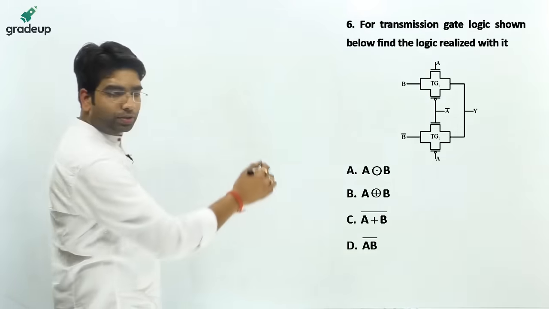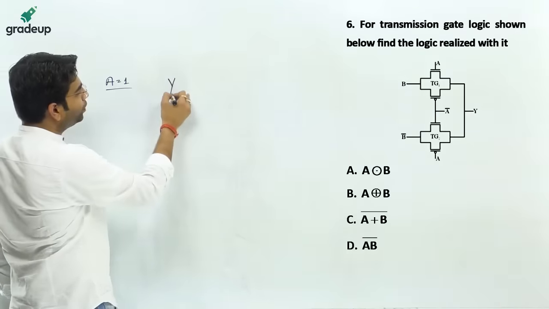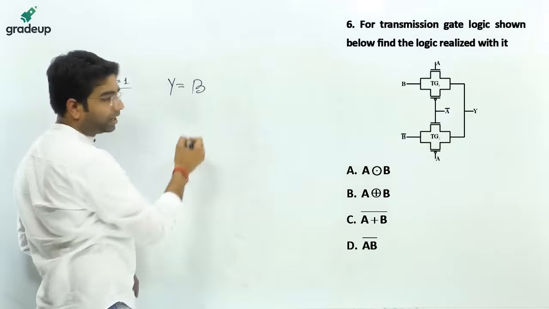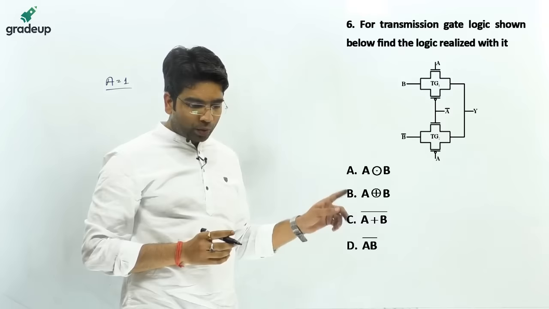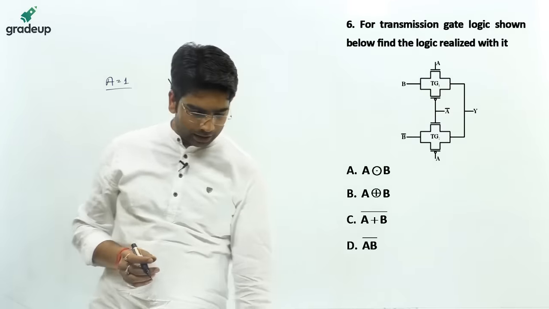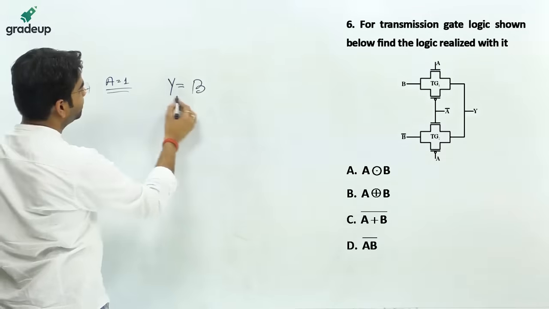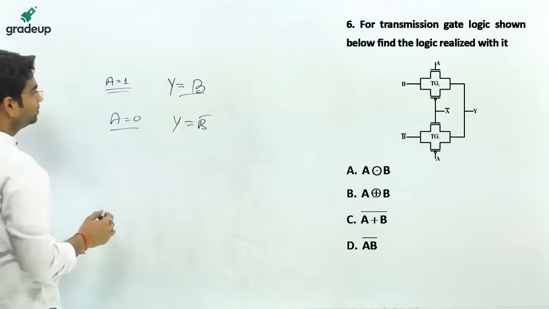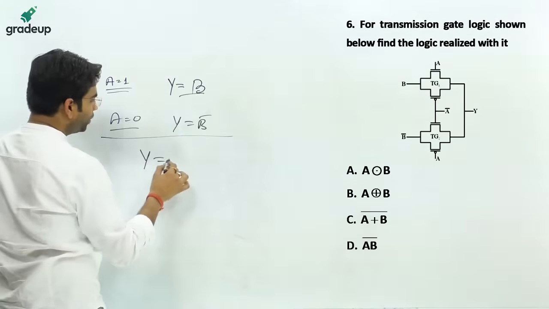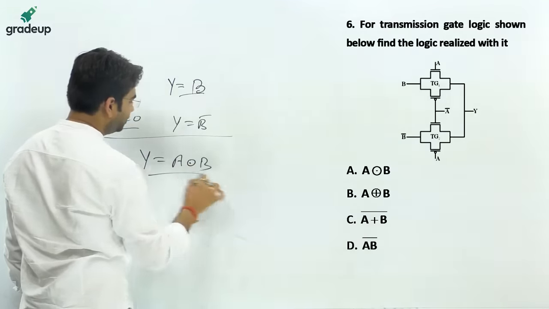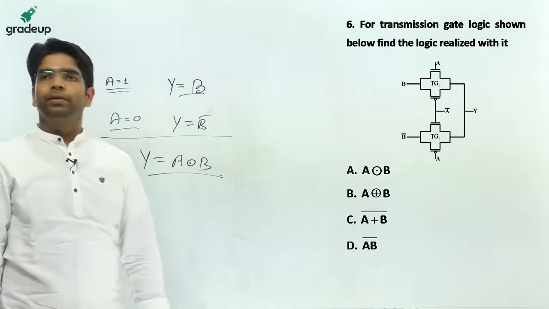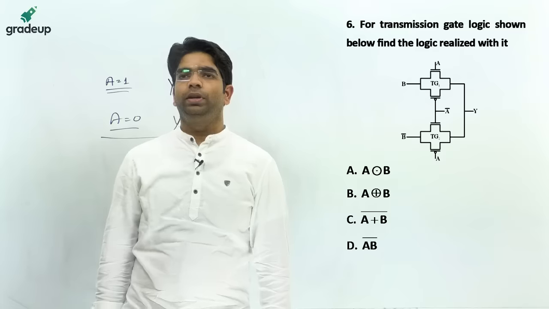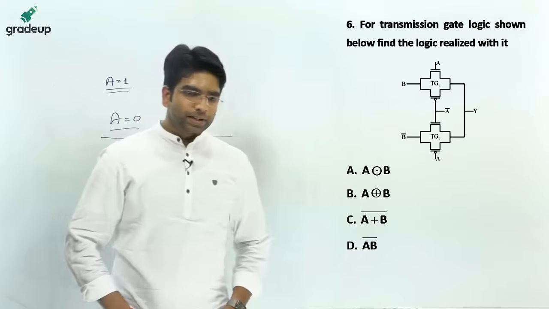The downwards logic. So the output Y will be B. When A is 1, you will be getting the logic. TG1 will be on, Y is equal to B. And when A is equal to 0, the output will be B bar. So if you try to tabulate it, then the output will be A XNOR B. Try to tabulate it and get it. No, 6 will be A option. Yes, you have solved correctly. 6 will be A option.